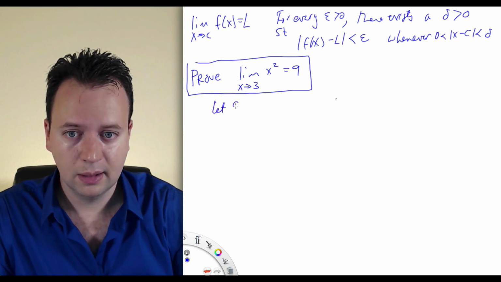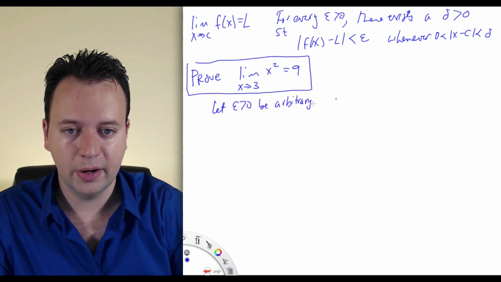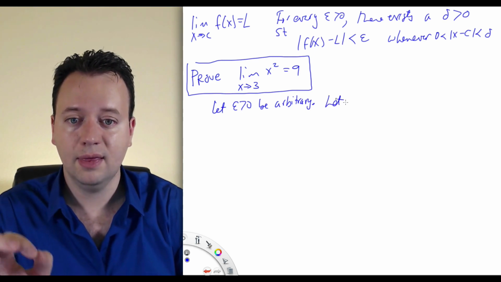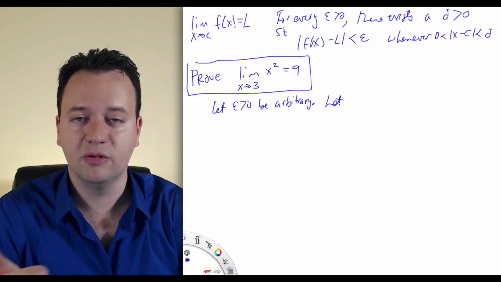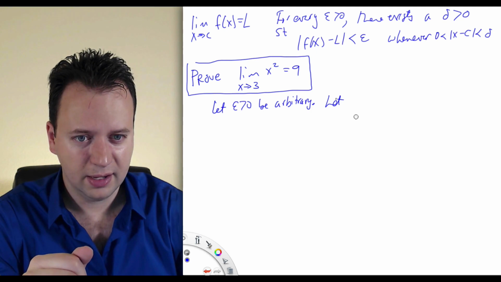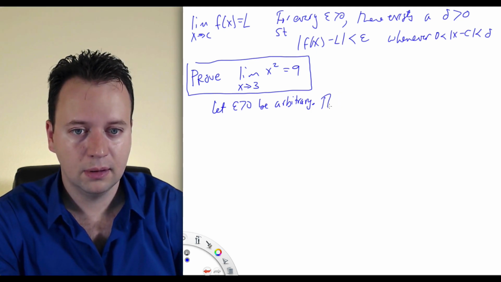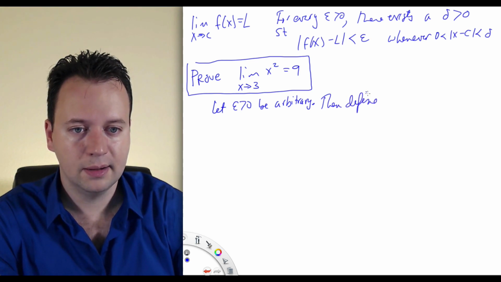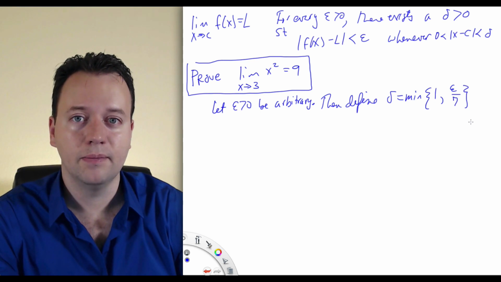So let epsilon greater than 0 be arbitrary. So that's the arbitrary epsilon. And then given an arbitrary epsilon greater than 0, we define, so let me use define instead of let, delta as the minimum of 1 or epsilon over 7, right?